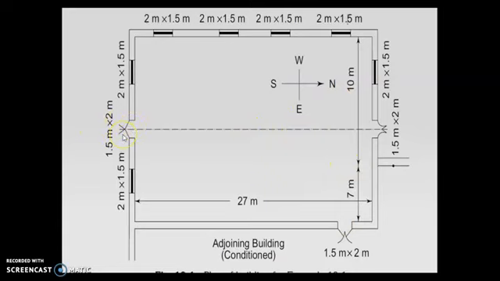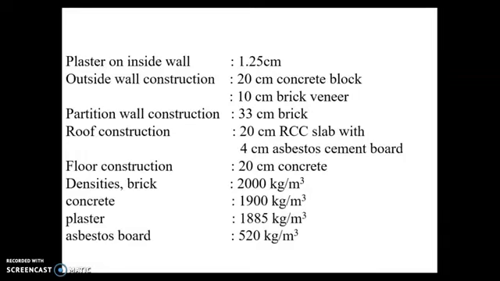This is the door of the single-story office building, and these are the windows of the single-story office building. The given data are plaster on inside wall 1.5 centimeter and outside wall construction. That is the composite wall: 20 centimeter concrete block, 10 centimeter brick veneer.